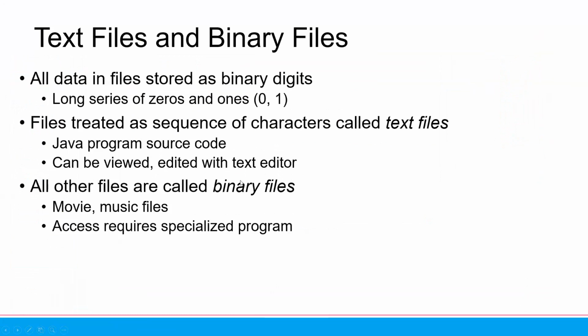Other files are called binary files. Let's say you have movie, music. Those two are binary files. And in order to open these binary files, access requires a specialized program. So if you want to open a movie, of course, you need to have the particular movie program. If you want to open music, you need to have a particular music program.